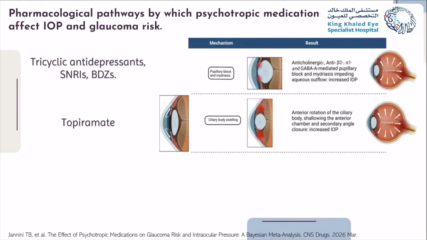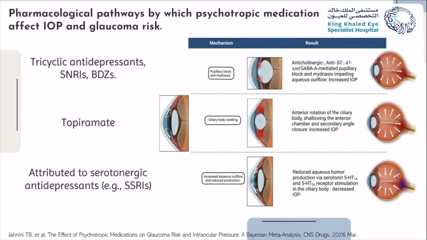Also, topiramate, a medication used as an anti-seizure drug and for migraine, will lead to increased intraocular pressure by ciliary body swelling. And something interesting is that SSRIs have a serotonergic effect, which leads to reduced aqueous humor production and increased aqueous outflow. So it has a positive effect on the eye.